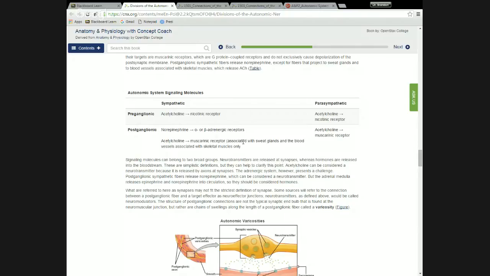Good with that? Okay. So we have not gotten around to the fourth possibility here, which is the postganglionic sympathetic connection. What the sympathetic system releases onto its target organs is a molecule called norepinephrine.